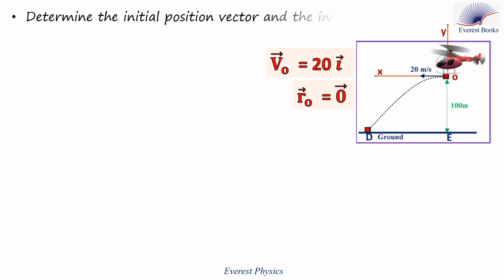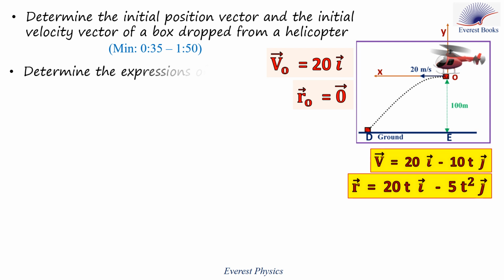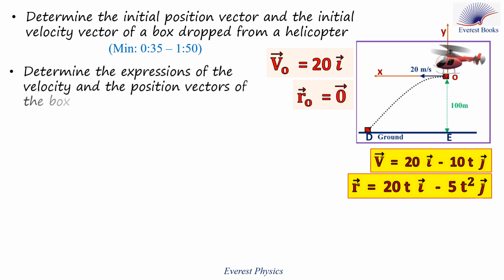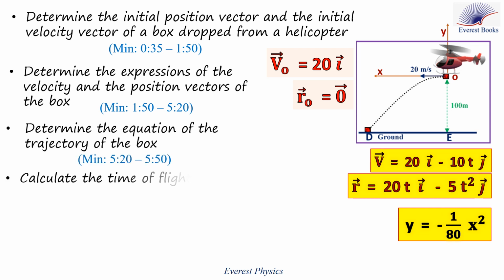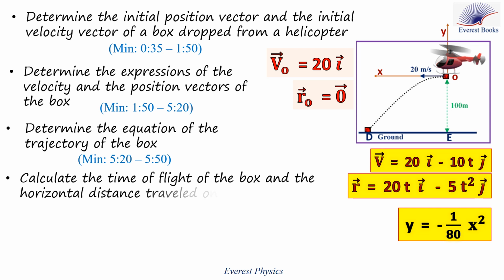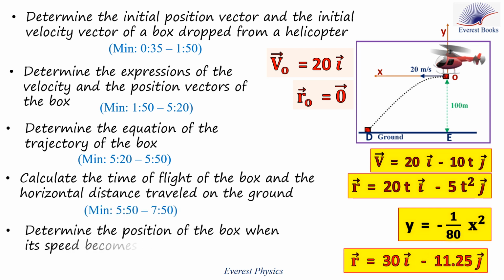In this exercise, we are going to determine the initial position vector and the initial velocity vector of a box dropped from a helicopter. Determine the expressions of the velocity and the position vectors of the box. Determine the equation of the trajectory of the box. Calculate the time of flight of the box and the horizontal distance traveled on the ground. And determine the position of the box when its speed becomes 25 meters per second.